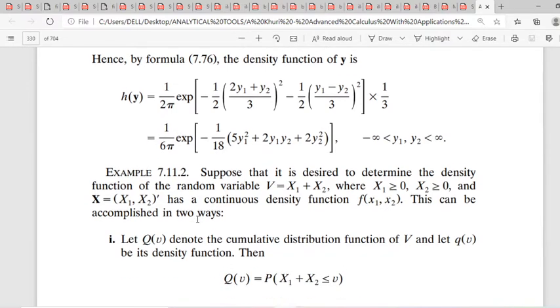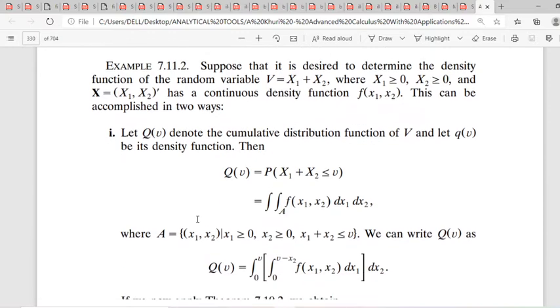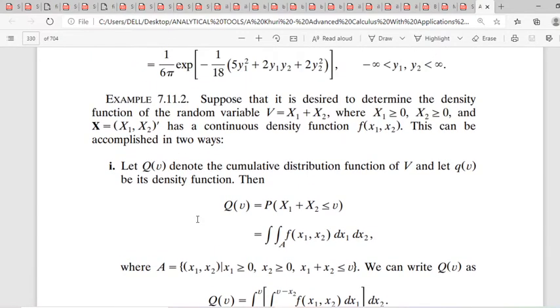Now another example. Suppose that it is decided to determine the density function of the random variable V equal to x1 plus x2, where x1 greater than 0, x2 greater than 0, and x equal to x1 comma x2 has a continuous density function f of x1 comma x2. So in this case we have the random variables and the corresponding joint density of x1 comma x2. We have to determine the distribution of V equal to x1 plus x2. So there is only one transformation.